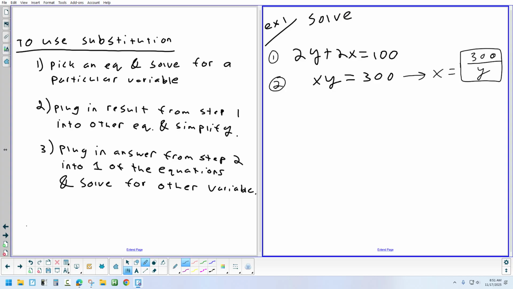All right, what are we going to do with that 300 divided by Y now? Plug it into X and Y. Yeah, you're going to take that and fill that in for X right there. So we're taking the result we just got from step 1 and plugging it into the other equation, and then we're going to simplify. So we've got 2y, that part's not going to change, plus 2 times, and now instead of putting x next to the 2, you're going to fill in 300 over y.